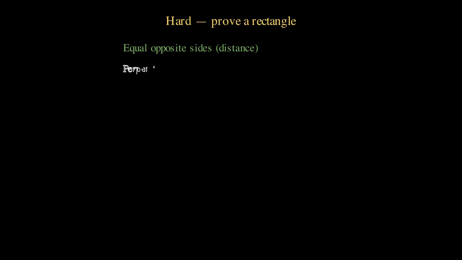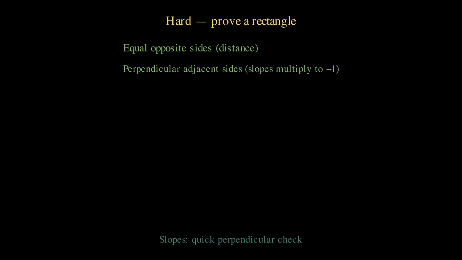Harder style. Show that 4 ordered points form a rectangle, not just any quadrilateral. Check 2 things. Opposite sides are equal in length using the distance formula, and adjacent sides are perpendicular using slopes. Alternatively, confirm 4 right angles by showing the Pythagorean relationship on each triangle formed by the diagonals. But slopes are usually quicker on the SAT. Rectangles are stronger than parallelograms. You need right angles, not just parallel opposite sides.